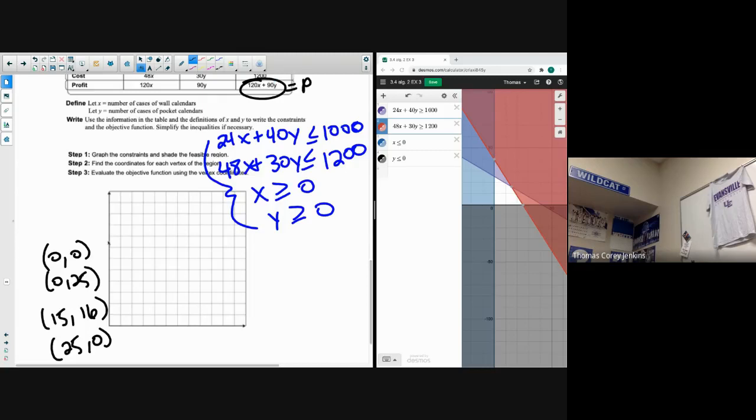So in this one, that's gonna obviously give me 0. In this one, 25 times 90 is 2250. Here we have 15 times 120 plus 16 times 90. That's 3240. And then this one, we have 25 times 120, which is 3000.